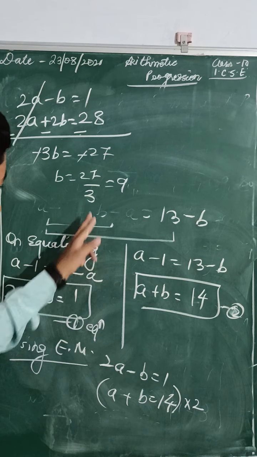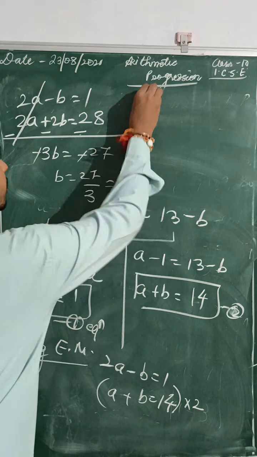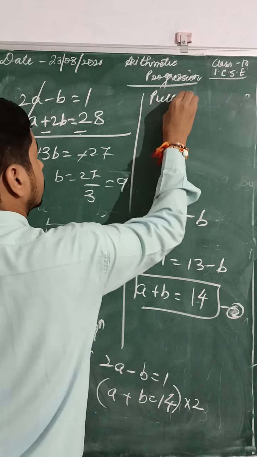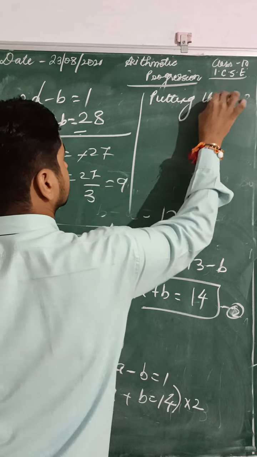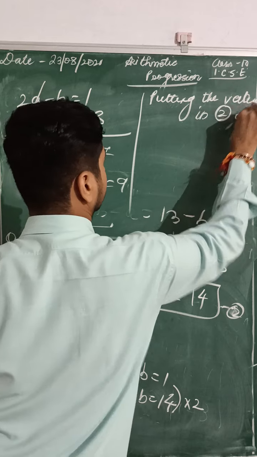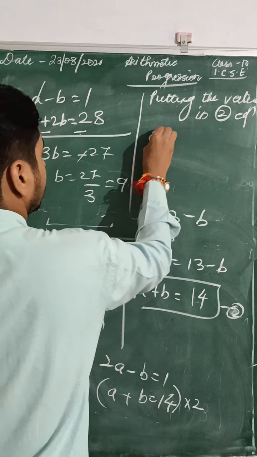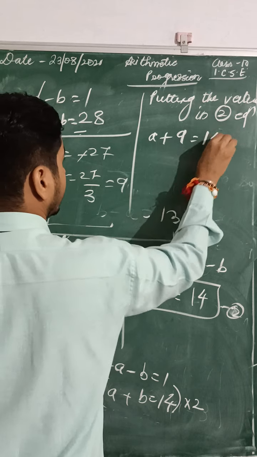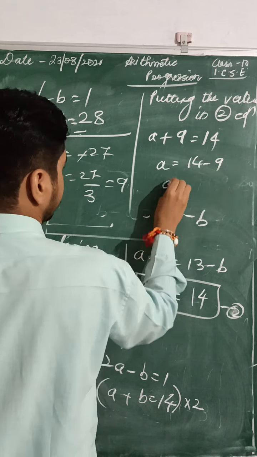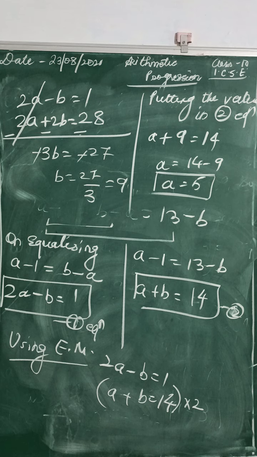Now substitute the value of b in this one or this one, anything, and we will get the value of a. So putting the value in, let's say the second equation, b equal to 9, so a plus 9 equal to 14. a equal to 14 minus 9, how much? 5. So a is equal to 5 and b is equal to 9.